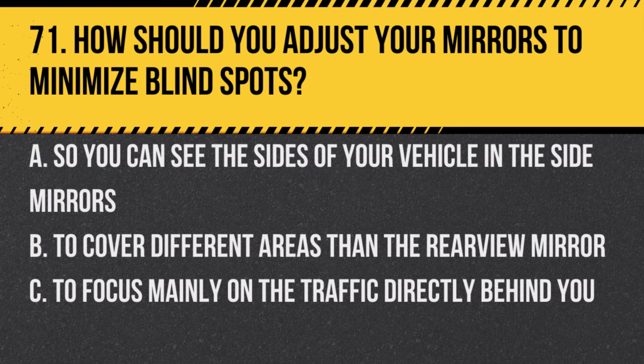Question 71. How should you adjust your mirrors to minimize blind spots? A. So you can see the sides of your vehicle in the side mirrors. B. To cover different areas than the rearview mirror. C. To focus mainly on the traffic directly behind you. Answer: B. To cover different areas than the rearview mirror. Proper adjustment helps reduce blind spots and improve safety.